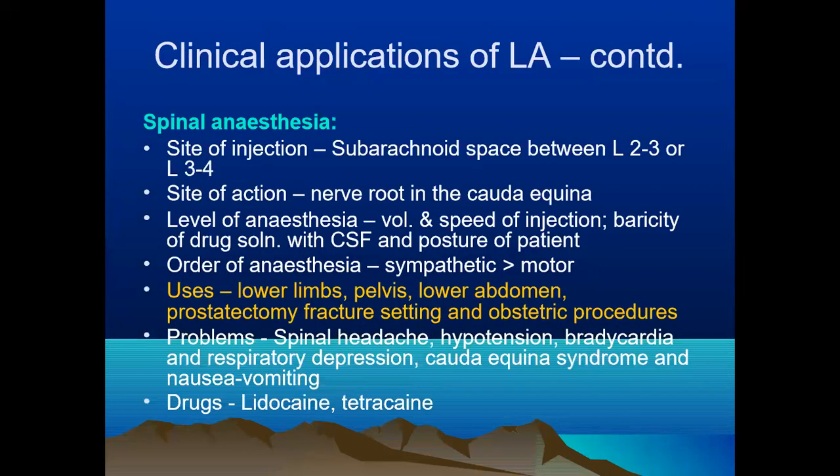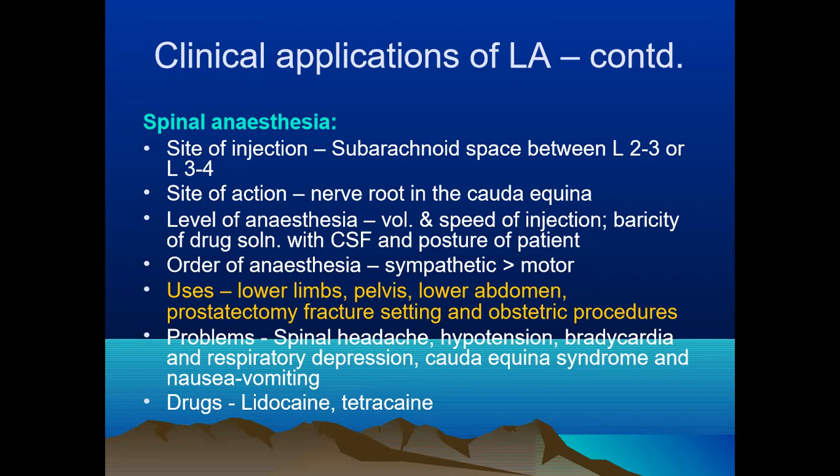For spinal anesthesia, the site of injection is the subarachnoid space between lumbar 2 and lumbar 3, and sometimes you can even do it at 3 and 4. The site of action is the nerve roots in the cauda equina, and sometimes it can cause what is called cauda equina syndrome. The level of anesthesia depends on the speed of injection, velocity and volume of the drug solution, CSF, and posture of the patient.